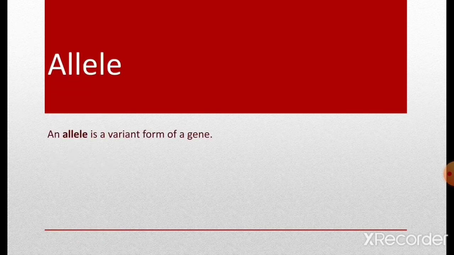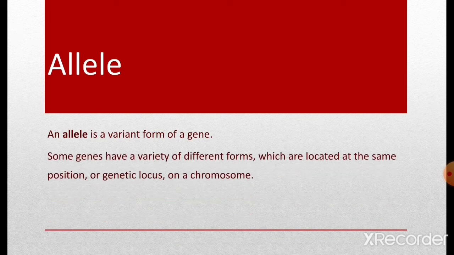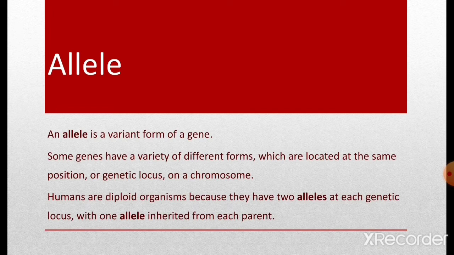Now the next important concept is the allele. What is an allele? An allele is a variant form of a gene. Some genes have a variety of different forms which are located at the same position or genetic locus on a chromosome. Humans are diploid organisms because they have two alleles at each genetic locus, with one allele inherited from each parent.